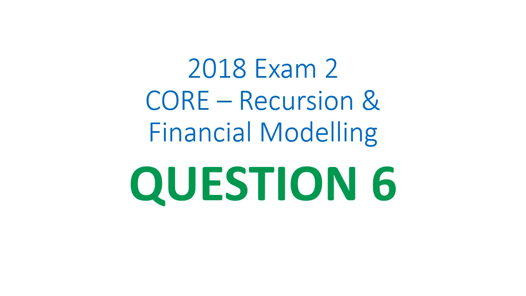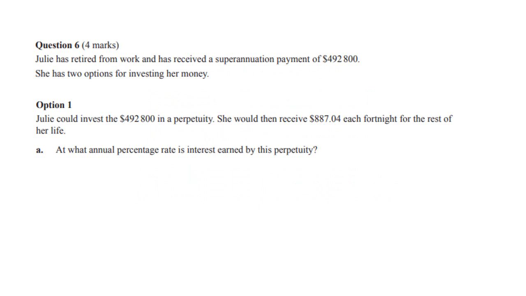2018 Exam 2 Core Recursion and Financial Modeling, Question 6. Julia has retired with a superannuation payment of this, and she's going to take that money in a perpetuity. It says in the notes here that most people don't understand perpetuities. Perpetuities mean they go forever.